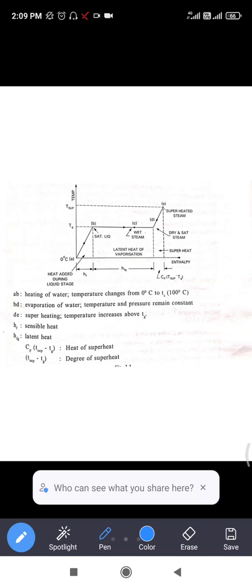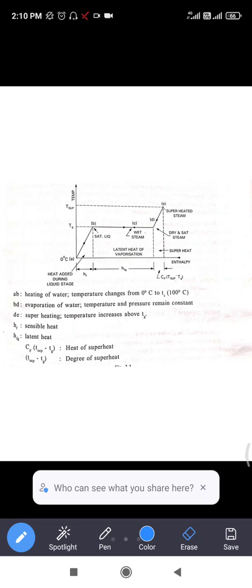Here, from A to B, this is the heating of water. The temperature changes from 0 degrees to 100 degrees. From B to C, the evaporation of water takes place, and the temperature and pressure remain constant.